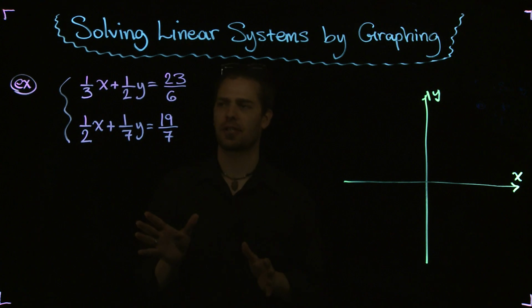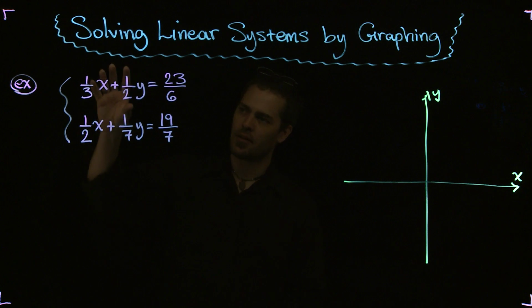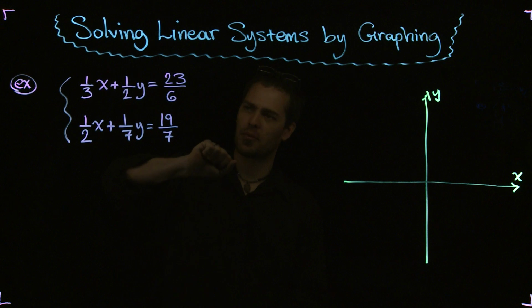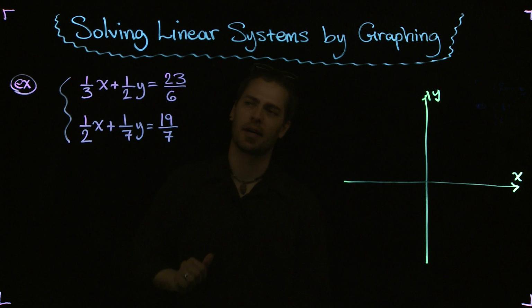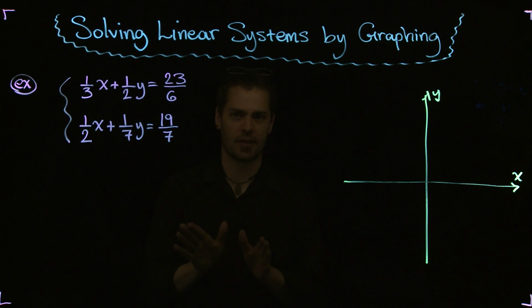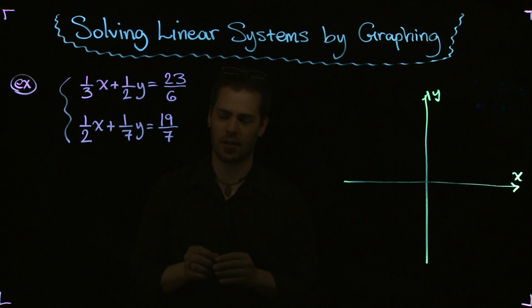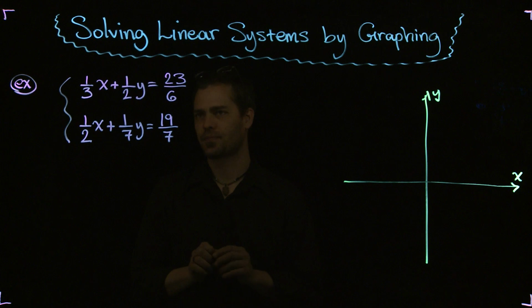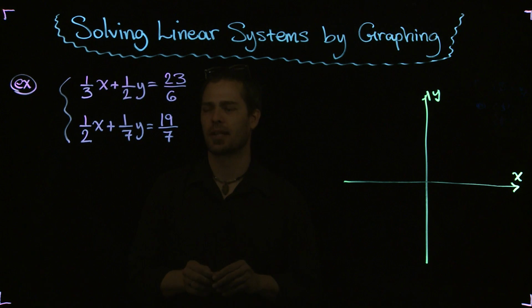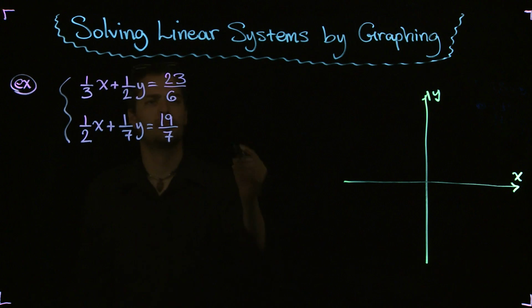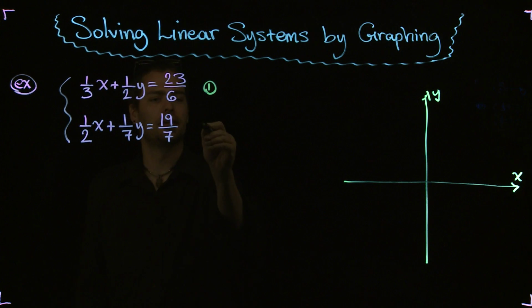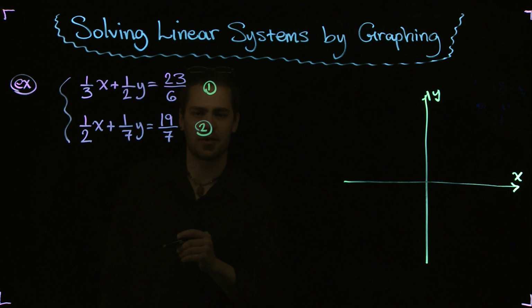So to clear the fractions, remember that for any given equation, you can multiply everything by the same number. That is, you can multiply the left side and the right side by the same number, and you haven't fundamentally changed the value of the equation, or the truth value of the equation, I guess I should say. So for this first equation, let me number it, equation number 1. I'll number this one equation number 2.